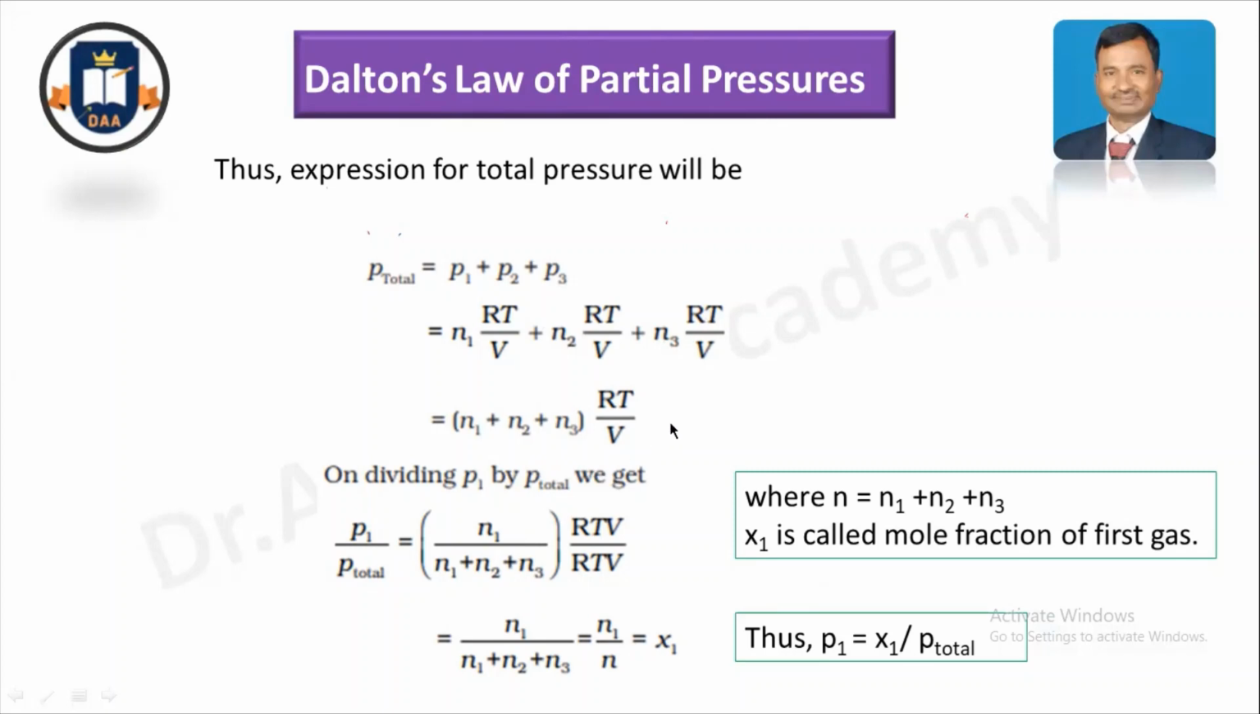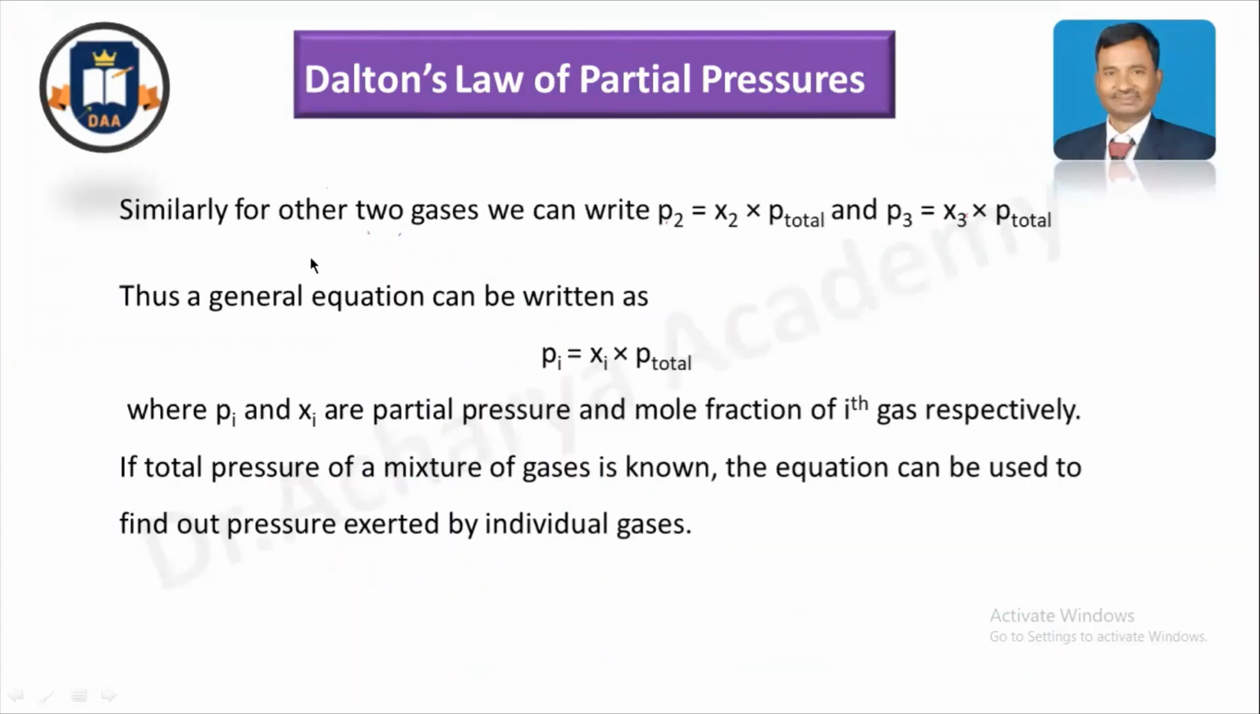So if we simplify, then (N1 + N2 + N3) within brackets multiplied by RT by V. Similarly, for the other two gases, we can write P2 is equal to X2 P total, and P3 is equal to X3 P total. So as a general equation, Pi is equal to Xi P total, where Pi and Xi are the partial pressure and mole fraction of the ith gas respectively.